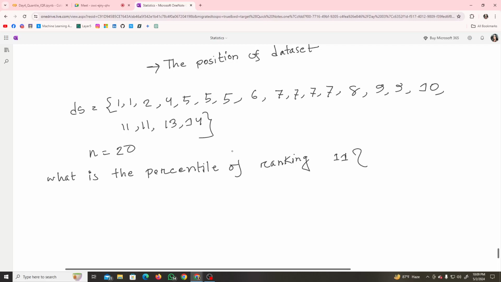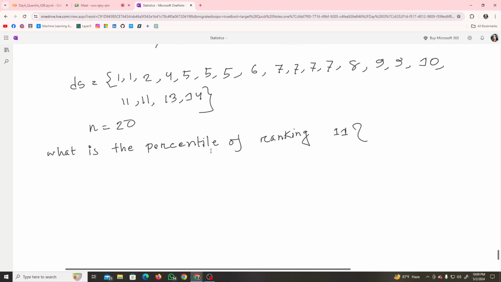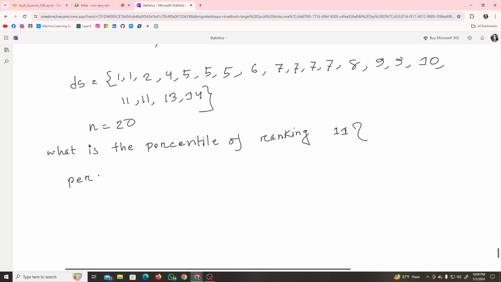Okay, before that, let me make you understand what is percentile. In percentile, we divide the dataset into 100 equal parts. So this is our data set, and then we are going to divide this data set into 100 equal parts. To make you understand percentile clearly, I am going to answer this question.